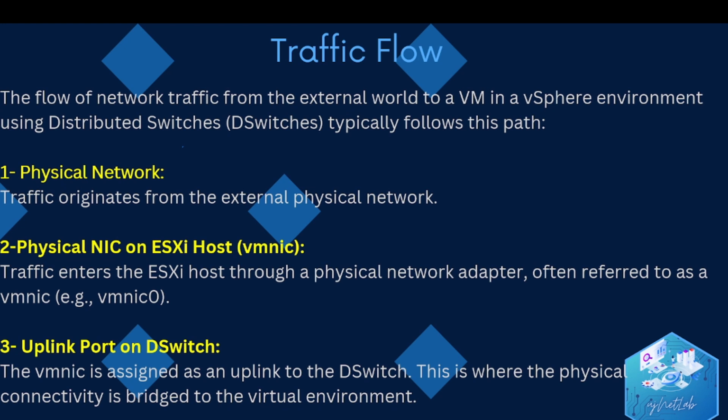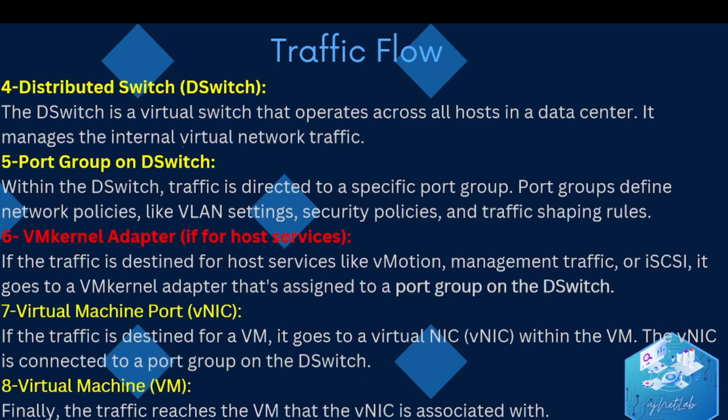Once it has entered the physical NIC, it will go to the uplink of the D switch, which is a virtual switch, a distributed switch. Virtual switch terminology is mostly used in the ESXi host, but in nature it is also a virtual switch. It's not a physical switch. So the vmnic is assigned to the uplink of the D switch. This is where the physical connectivity is bridged to the virtual environment. This is the third step.